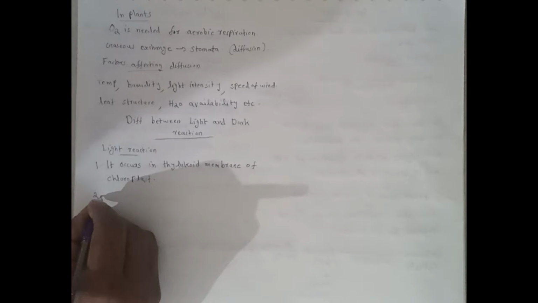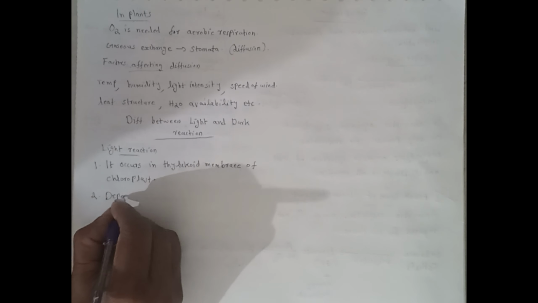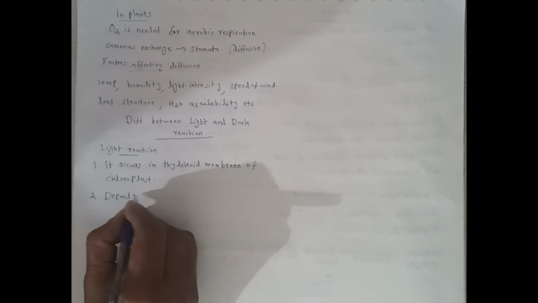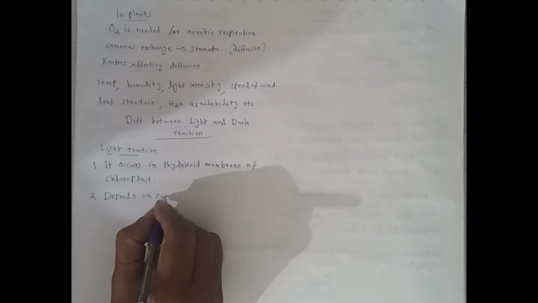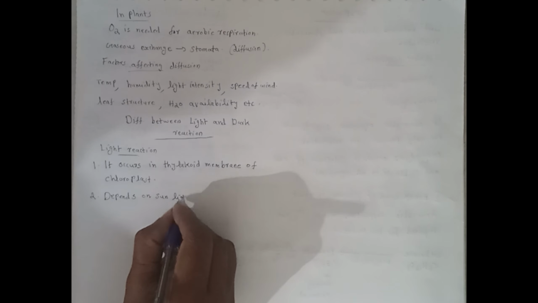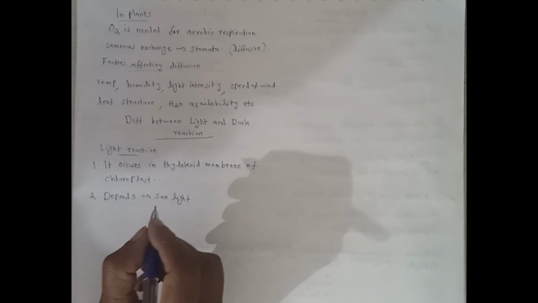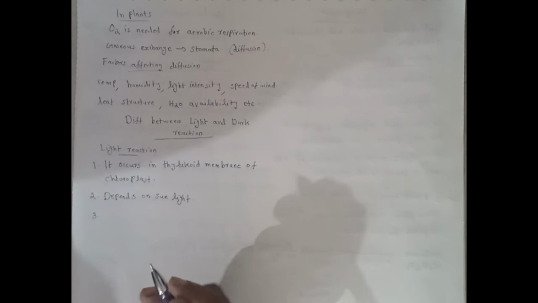Second point, light reaction depends on sunlight. Chlorophyll is the pigment involved in this process. Chlorophyll is the green pigment seen in the grana.